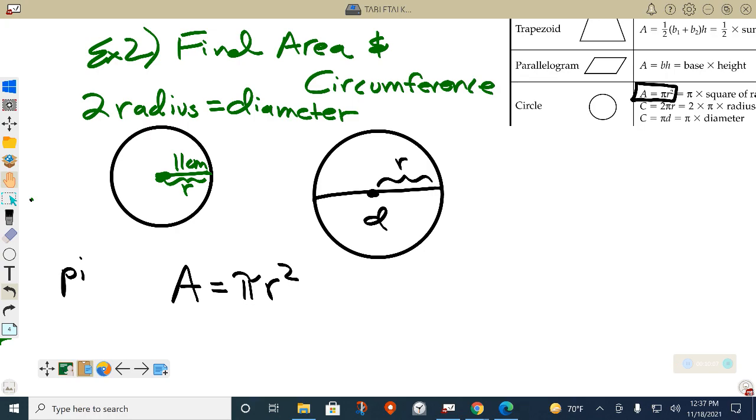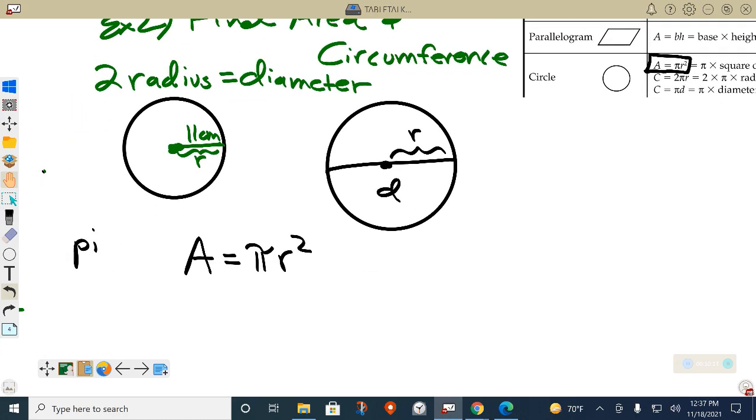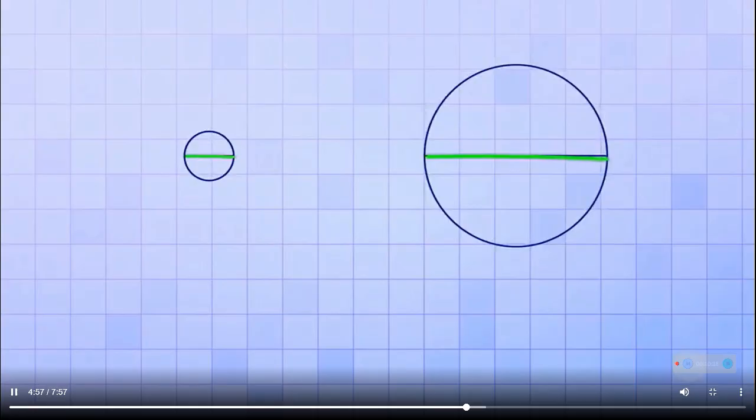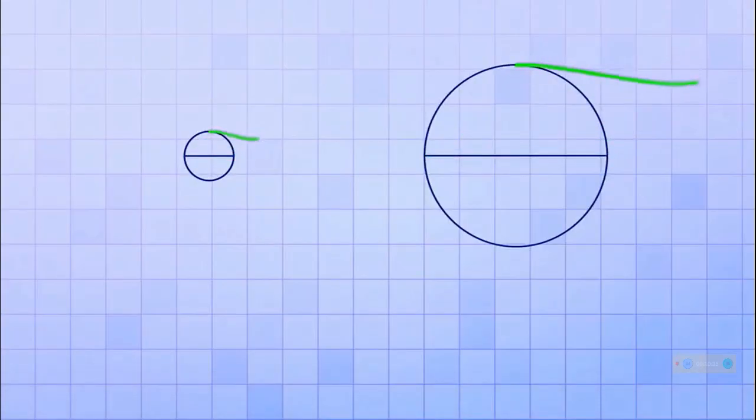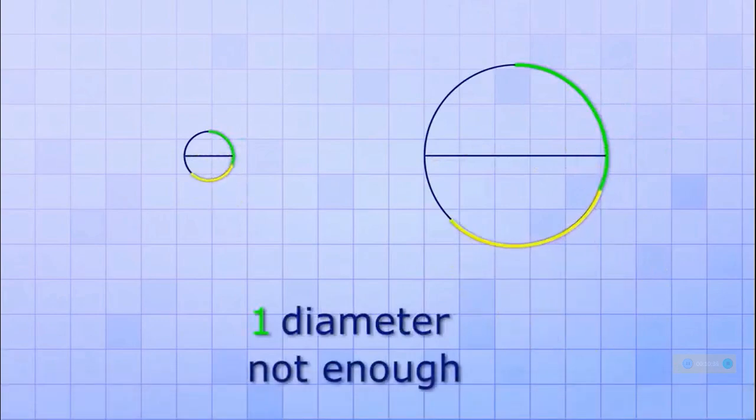So we're going to find the area and circumference, but before I use the area formula for a circle, which is pi r squared, let me show you what pi means. Circle, if we start at the top and wrap the diameter around the circumference, we see that one diameter is not enough to go all the way around. Okay, one diameter in green. Okay, let's get another yellow diameter and keep going where the first diameter stopped.